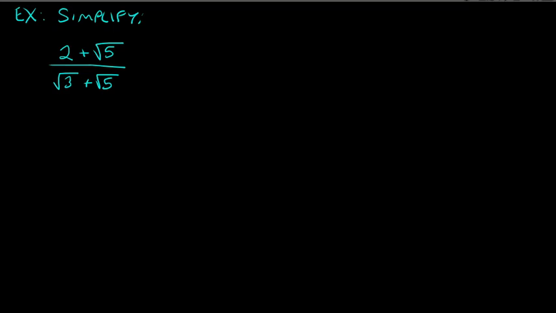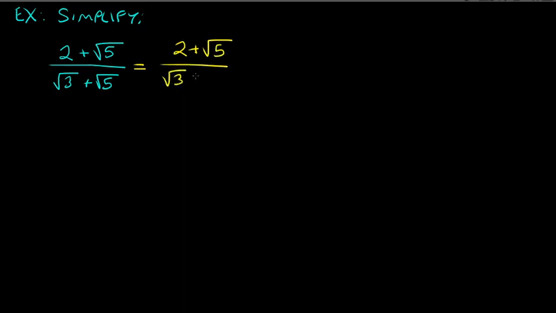All right, last one, right? At least for this section. We want to simplify or rationalize the denominator, 2 plus the square root of 5 over the square root of 3 plus the square root of 5, right? And again, this is about as bad as it's going to get. This one is not particularly nice, but it's done the exact same way as the previous problems.